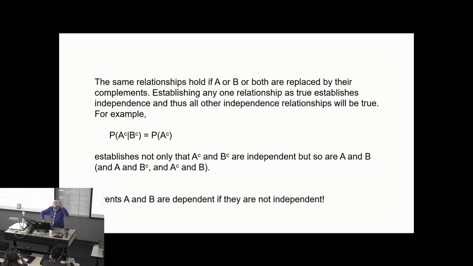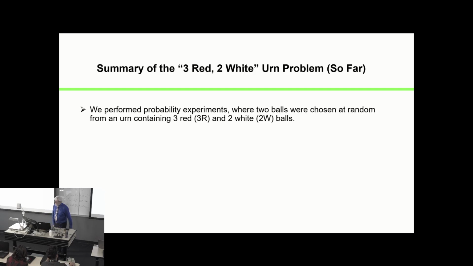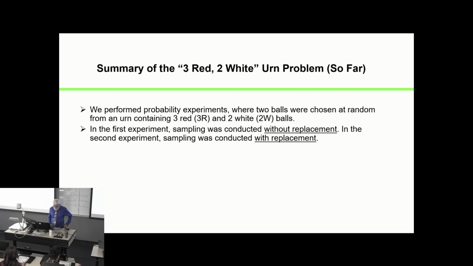We're going to keep trying to emphasize that idea of being able to recognize independence, how to test for it, and how we're going to use it to simplify some of our problems. So let's take a look at the summary of the 3 red, 2 white urn problem so far. We did it without replacement and with replacement. We performed probability experiments where 2 balls were chosen at random from an urn containing 3 red and 2 white balls. In the first experiment, sampling was conducted without replacement, and in the second experiment, sampling was conducted with replacement.